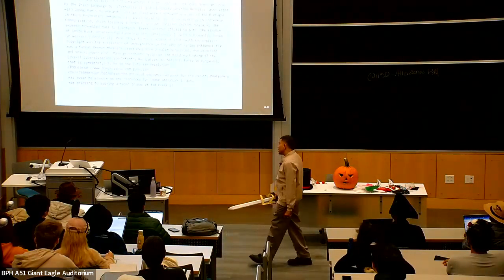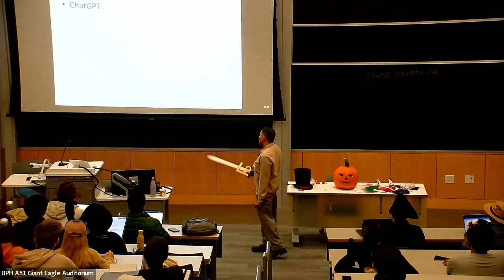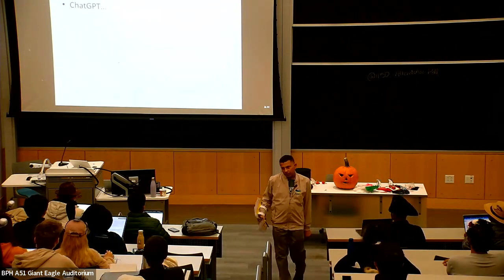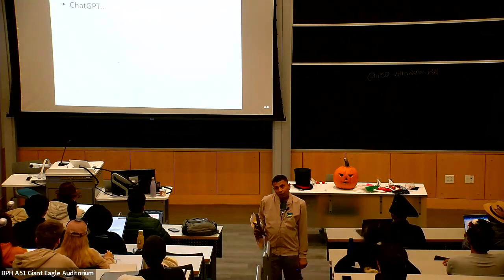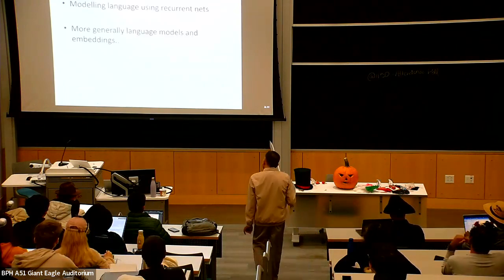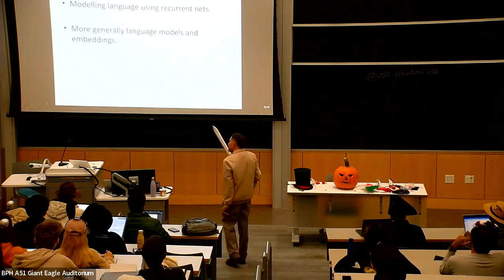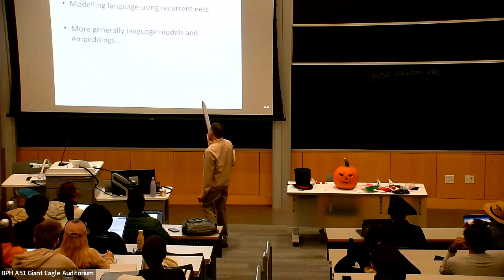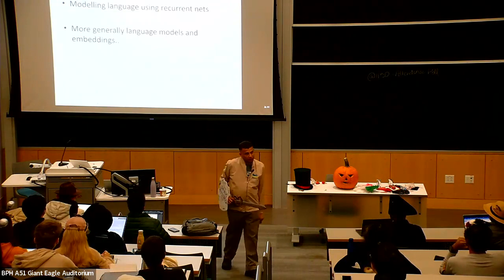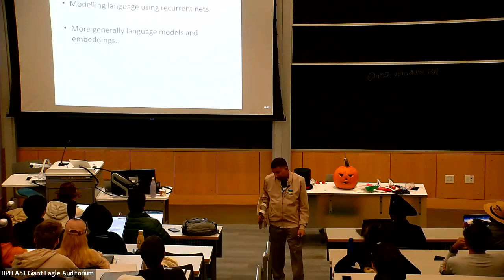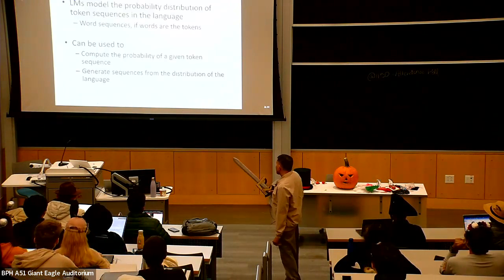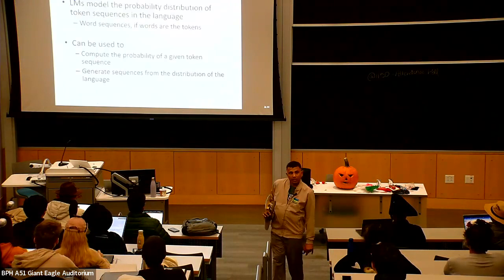What we are doing is to model language. And one that you're all familiar with is ChatGPT, GPT-4, Bard, all of them, right? They're all modeling language. And so we're going to spend some time looking at modeling language using recurrent networks and more generally modeling language, right? And embeddings. So language models model the probability distribution of token sequences in the language.